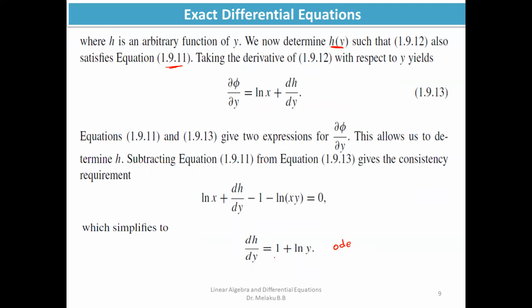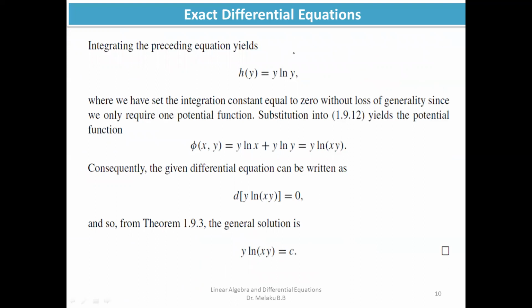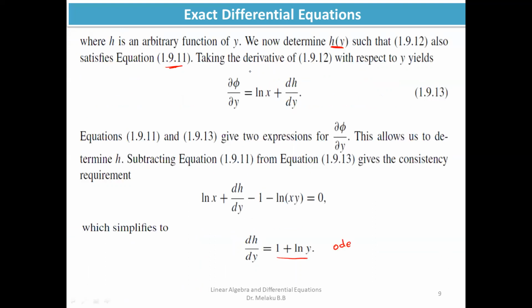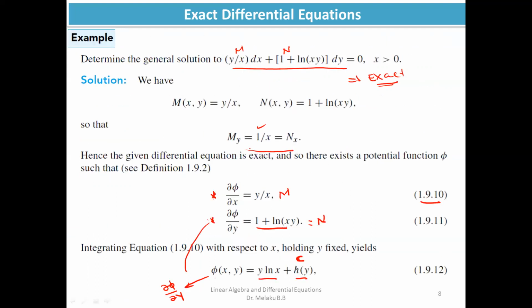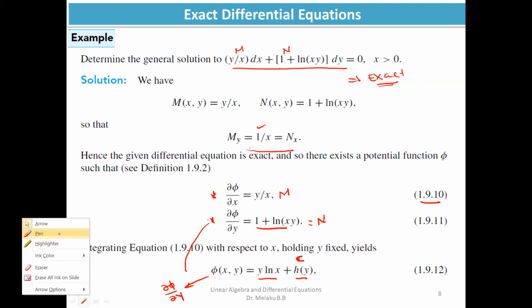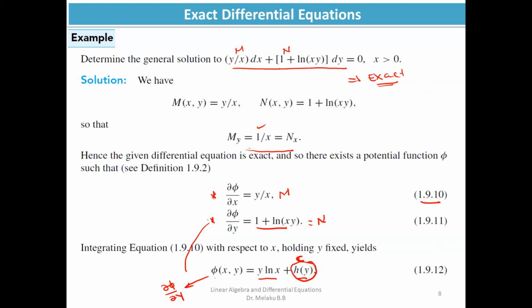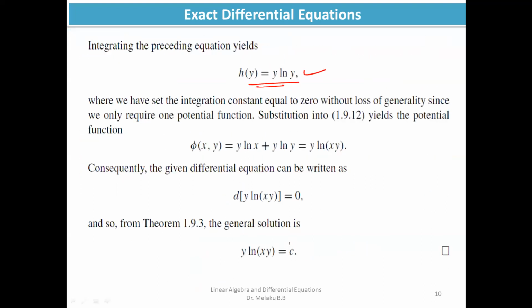which is easy to integrate. You can see it upon integrating 1 plus ln y with respect to y. It is possible to obtain h as a function of y. This is easy. So this is good. Upon obtaining this, h of y equals y ln y, and we have to substitute it back here. Instead of h of y, we substitute y ln y.